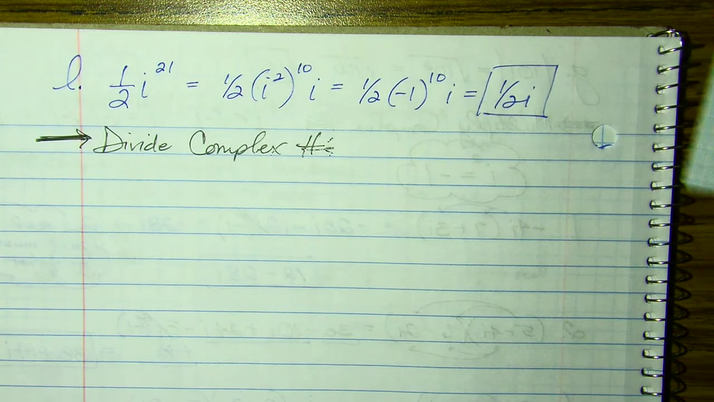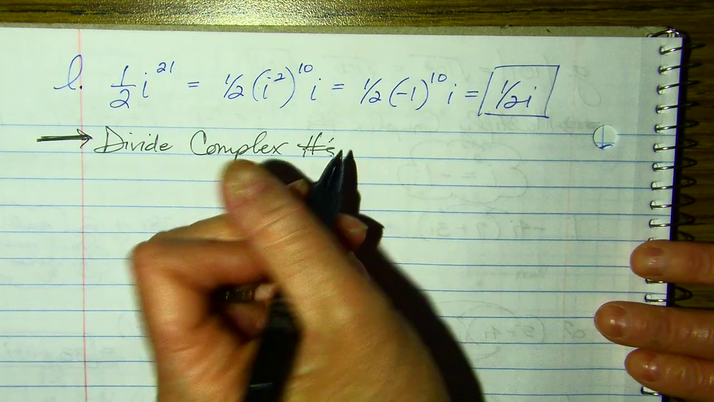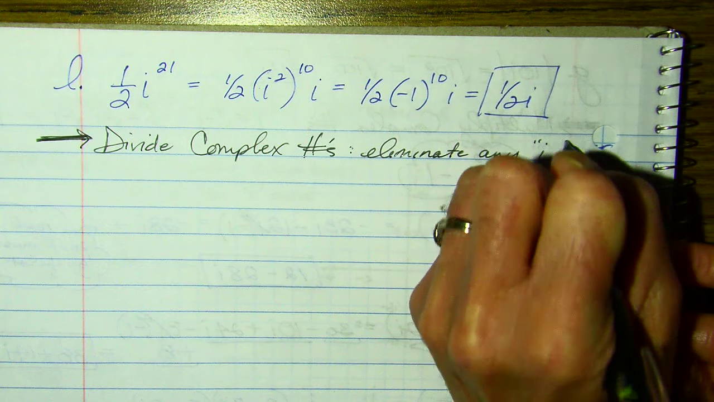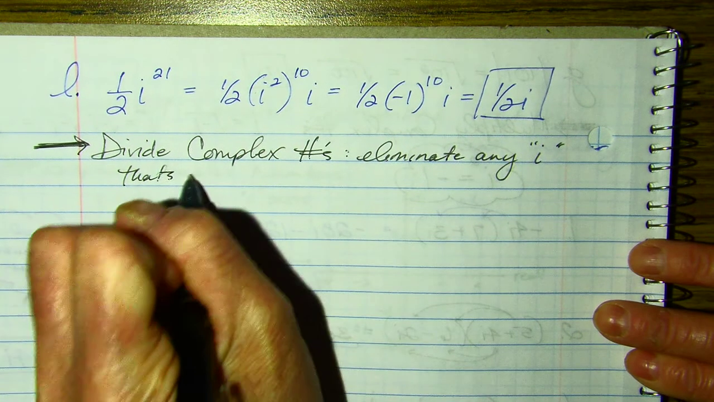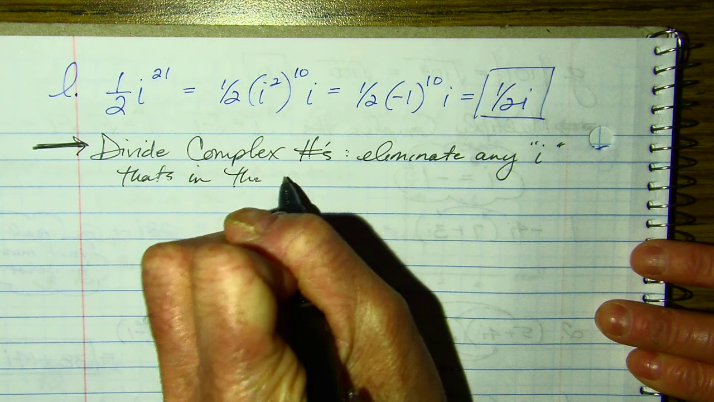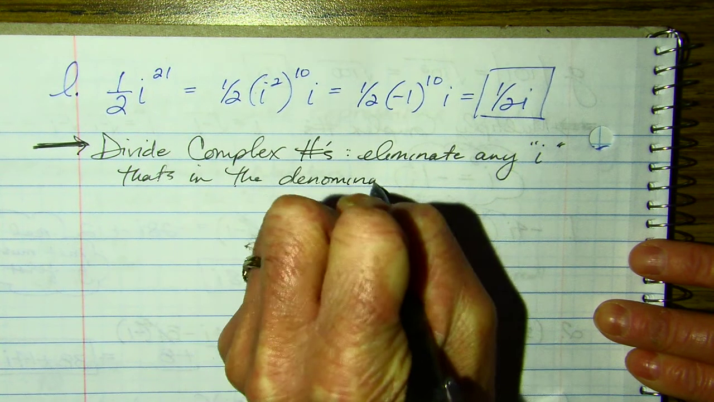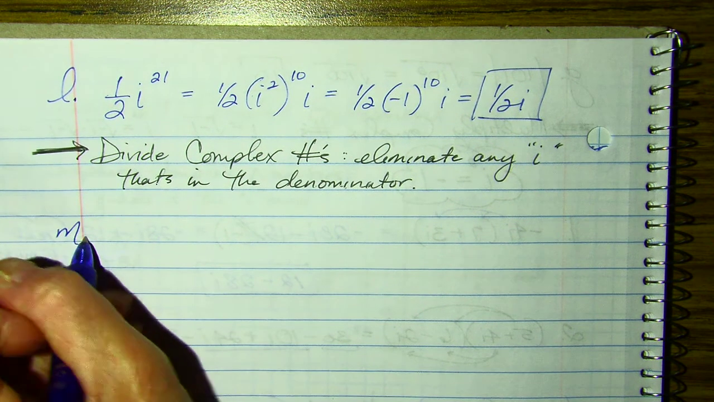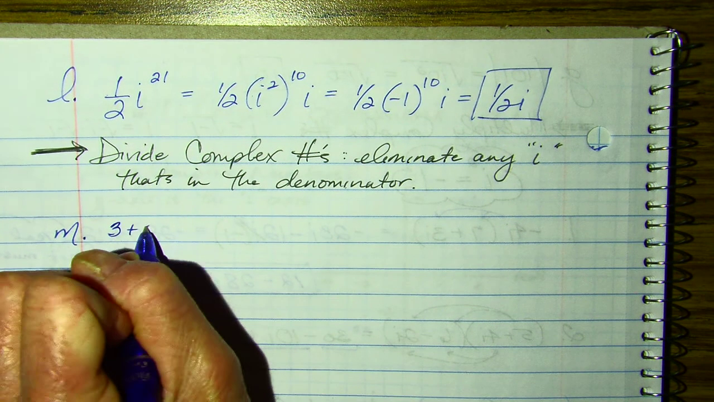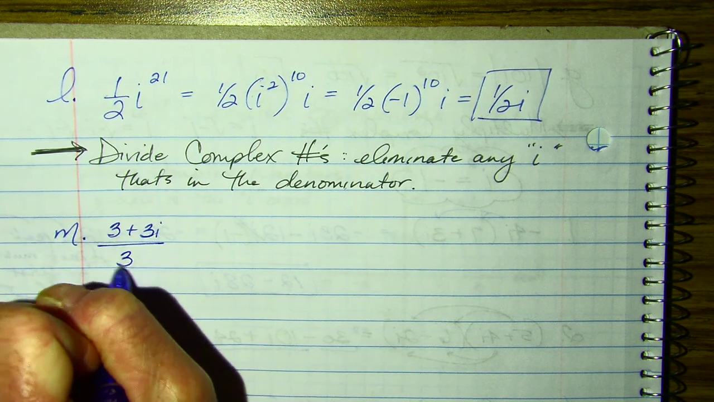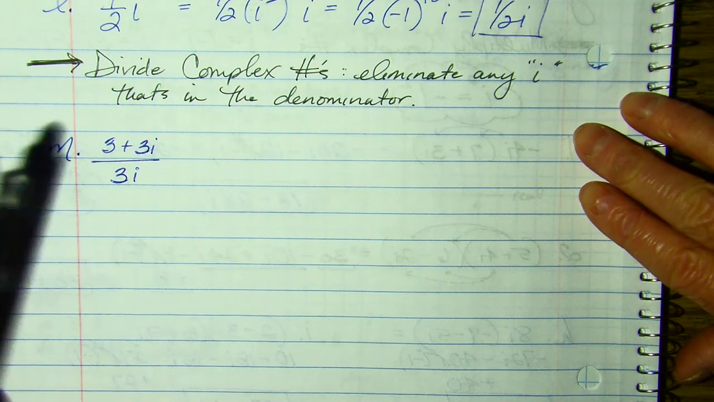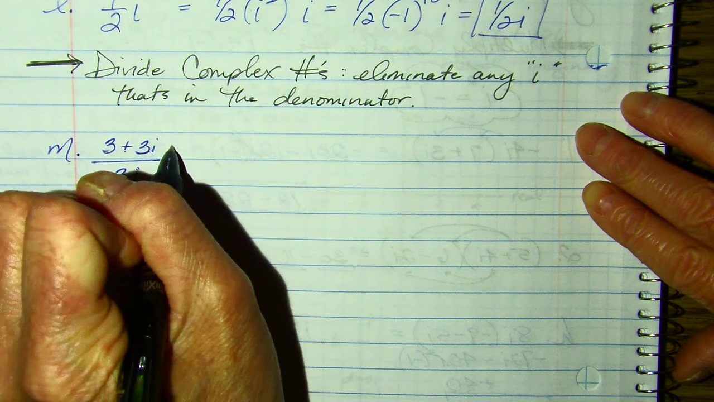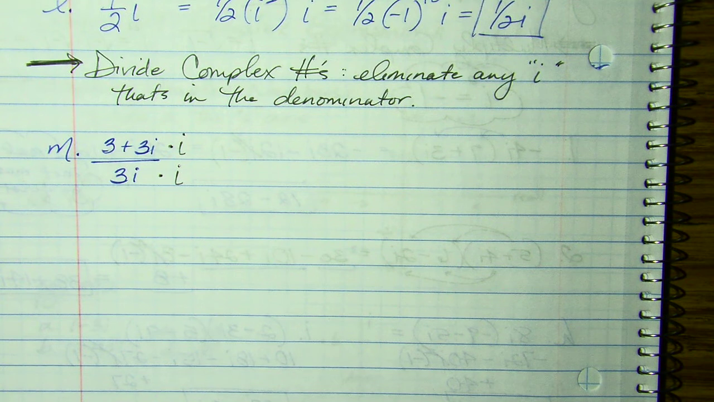So to get rid of i in the denominator, we have to eliminate any i that's in the denominator. So for example, and we're just going to do the lesson practice to keep it short and sweet. In part M, it says divide 3 plus 3i by 3i. So in order to eliminate, because there is no sum or difference in the bottom, I'm simply going to multiply top and bottom by i, just like we would to get rid of a square root.